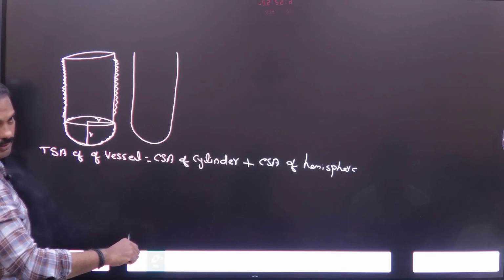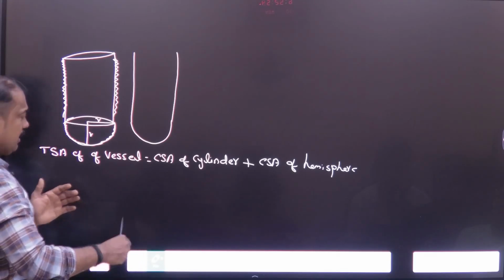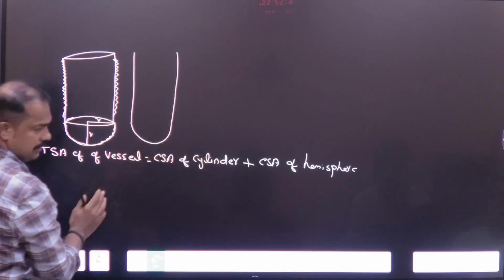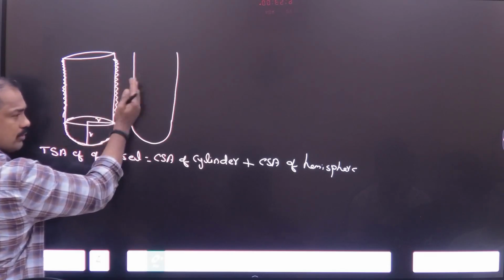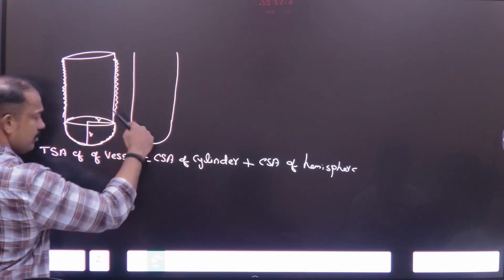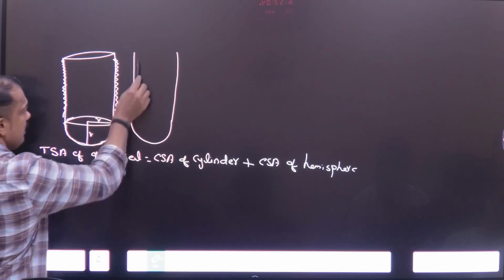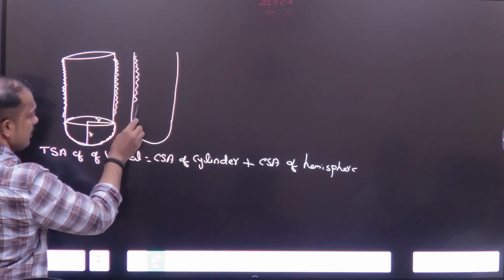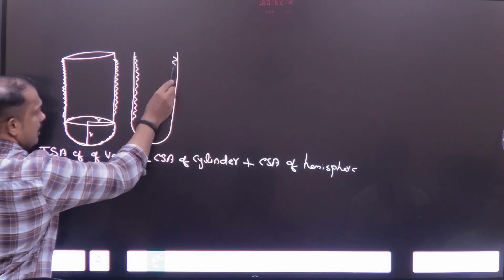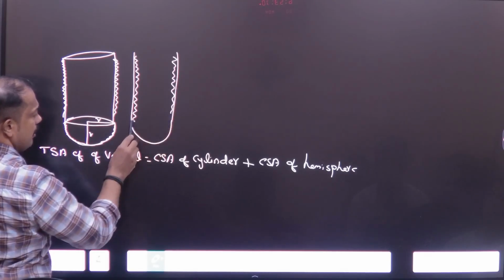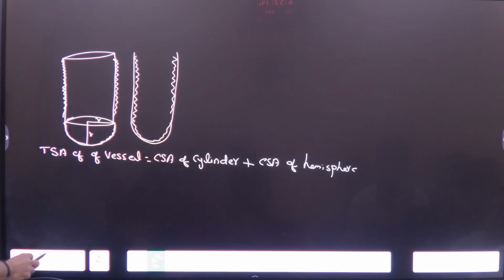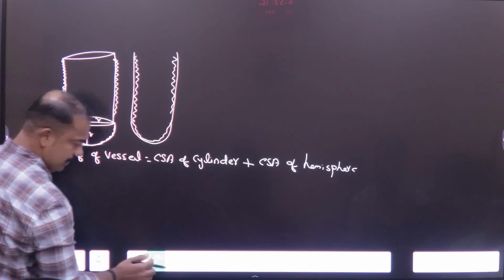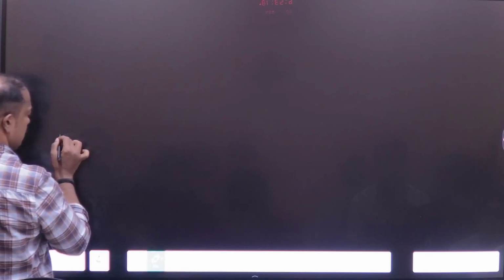क्लियर है? इंटीरियर पूछा तो फॉर्मूला तो यही आएगा, CSA ऑफ द सिलेंडर प्लस CSA ऑफ द हेमिस्फीयर. इंटीरियर भी ये शेप होता है. देखो ये सिलेंडर है और नीचे हेमिस्फीयर है ना. इंटीरियर भी ये क्या होता है? CSA ऑफ द सिलेंडर. और ये क्या होता है? CSA ऑफ द हेमिस्फीयर. क्लियर है?